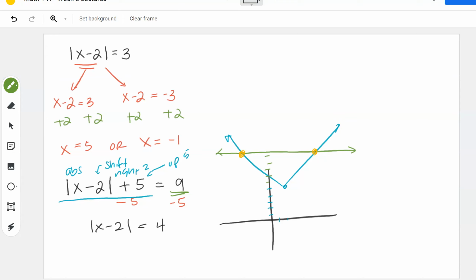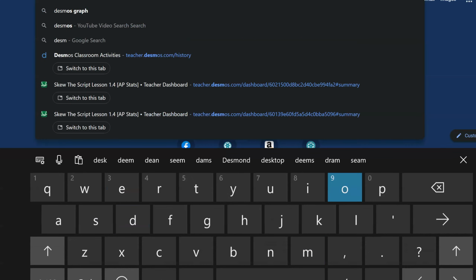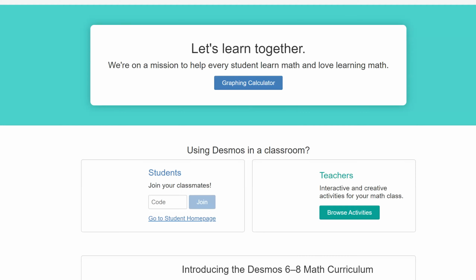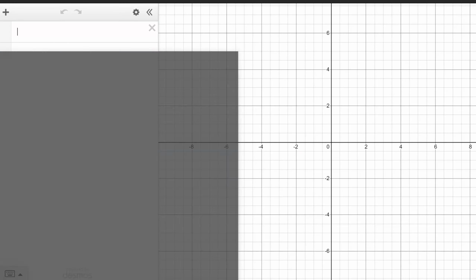In fact, let me pull up Desmos real quick. Oh, I didn't plug in my thing, so I have to use the actual built-in keyboard. Desmos.com. Let's go to the graphing calculator. Let me make sure that we're good in terms of my view.